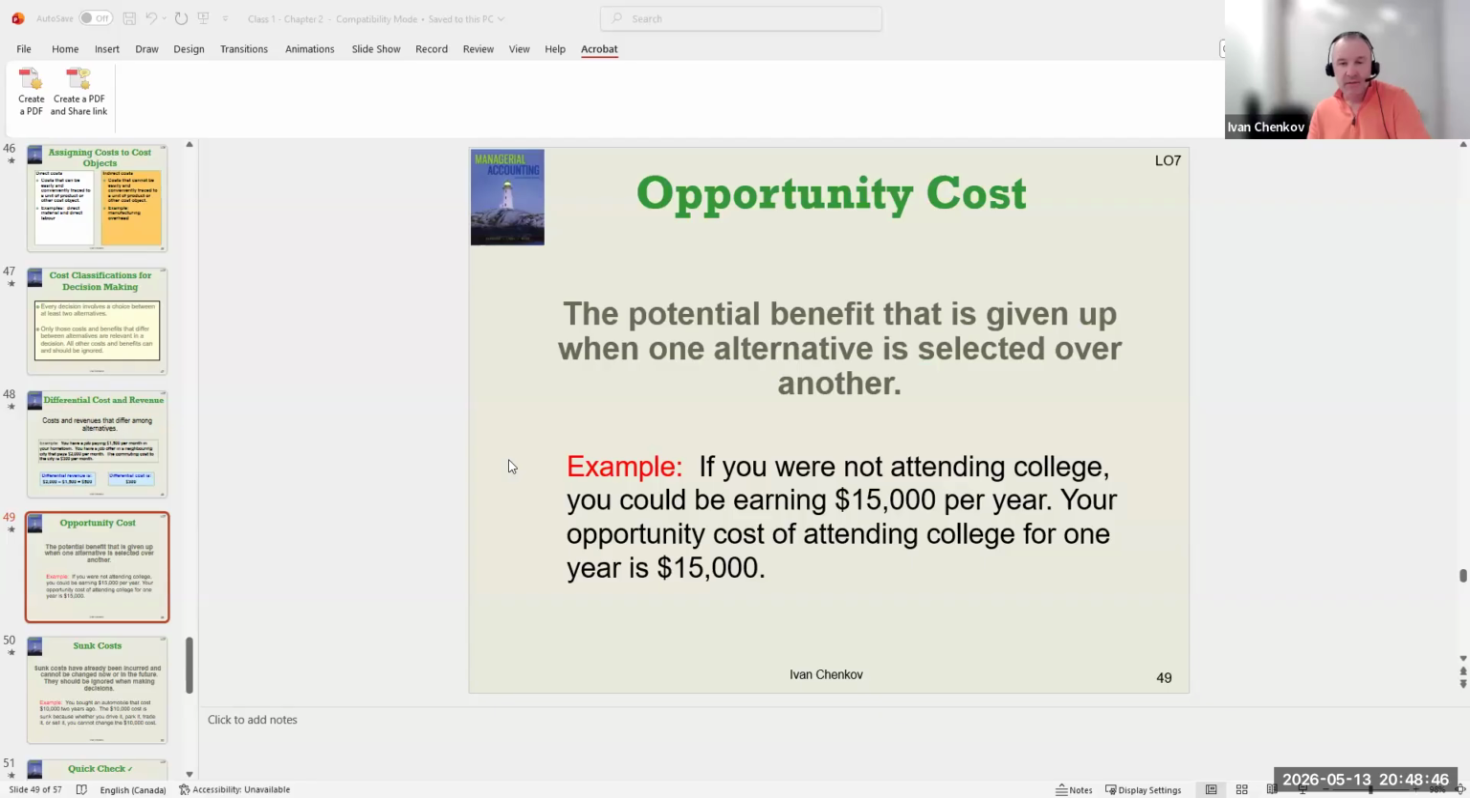So how about this? Opportunity cost. Opportunity cost is something that we don't have to pay, but we have to consider. Opportunity is the potential benefit that we're giving up if we choose to go with another option.